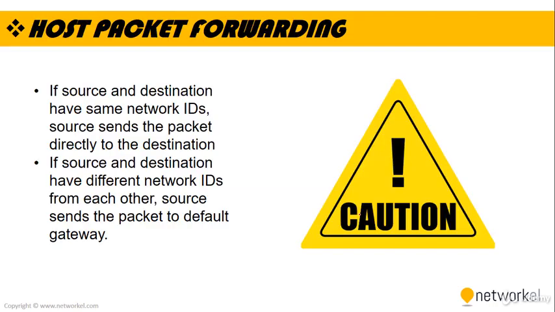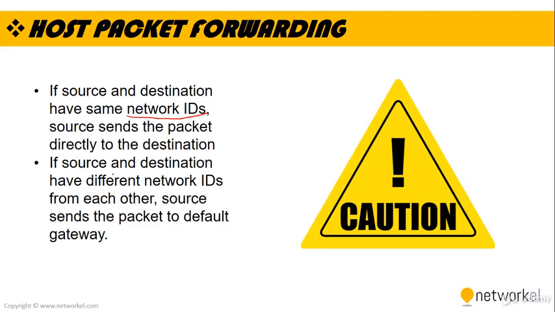Let's take a look at the routing process now. If source and destination have the same network IDs, the source sends the packet directly to the destination, guys. That's a really important thing that you should keep in mind. But what is a network ID? Network ID is a portion of the IP address that is used to identify individuals or devices on a network, such as a local area network or the internet. In a later section, we'll see how we can calculate the network ID value as well.